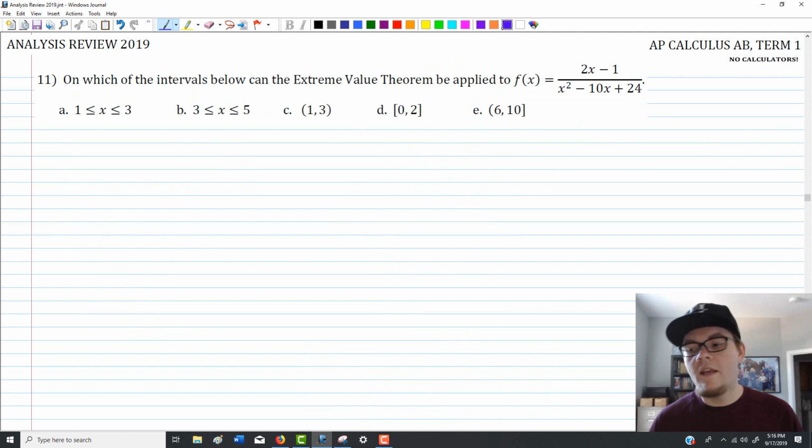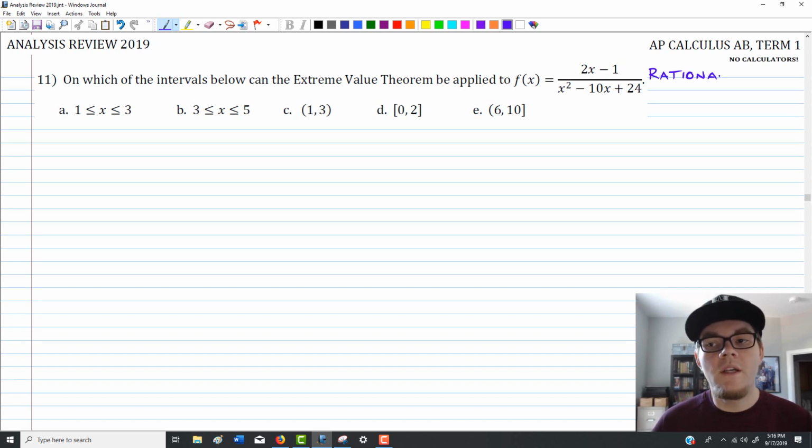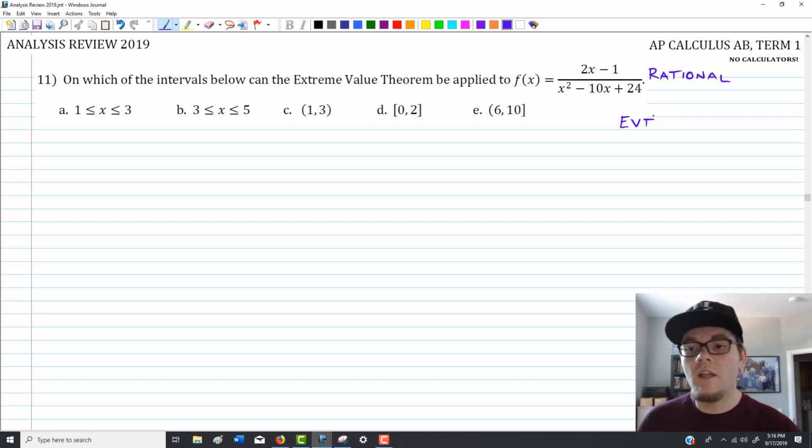Okay, the next question we're going to look at is question number 11. Question number 11 asks us, on which intervals can the extreme value theorem be applied to f of x equals this function? And of course, this function is rational, which means that we have some potential issues to think about. So before we start jumping in here, I like that this question doesn't ask me to explain, so I'll just try to do it verbally as I check each one.